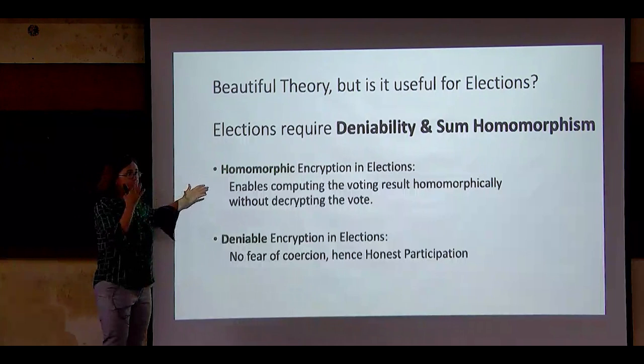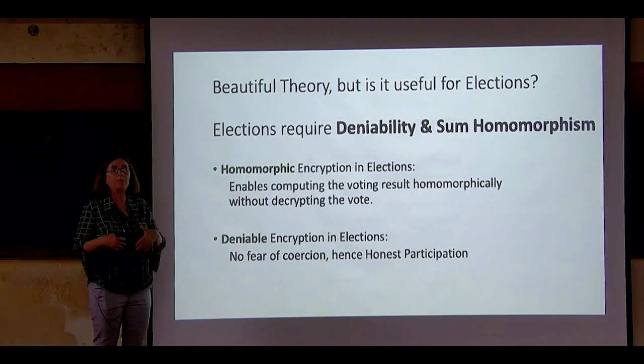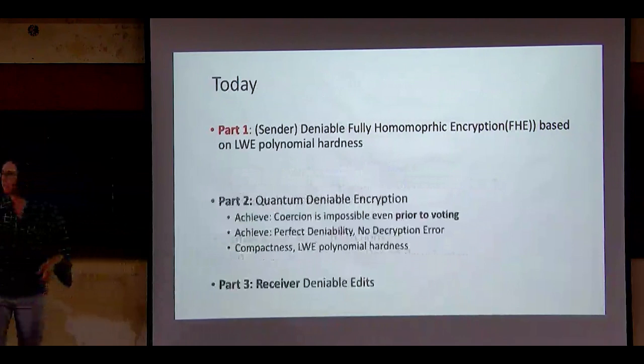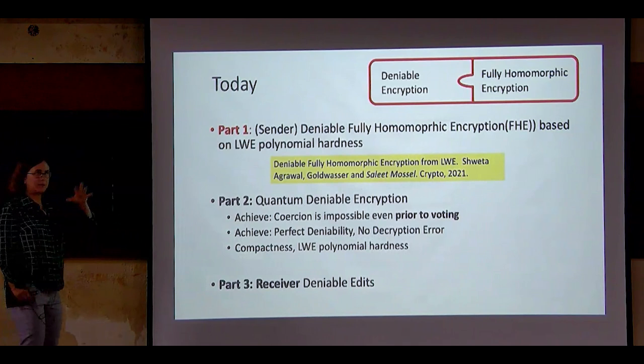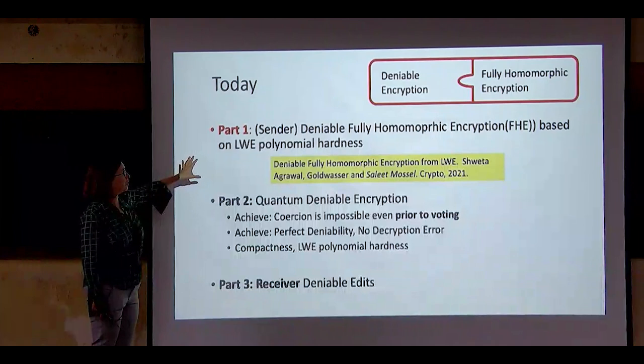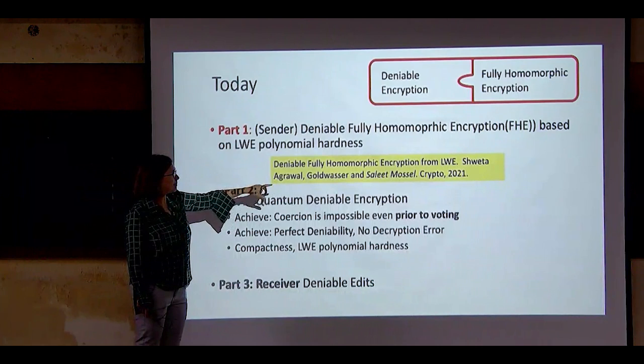Remember, to do the elections, we needed to have homomorphic encryption, we needed to be able to tally up votes without decrypting individually, and we wanted deniability so that votes cannot be bought. So this brings me to what we're going to do today. There are going to be three parts, although with the questions, probably two parts. Part one is a joint work with Shweta Agarwal, who I think is a professor in Chennai, and Sanit Mossel, a graduate student of mine that now works in Algorand.